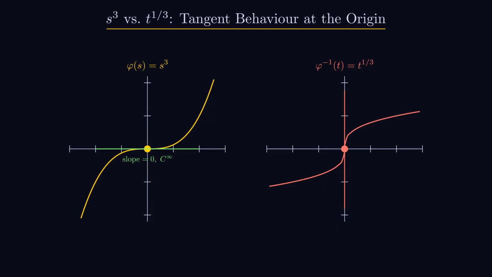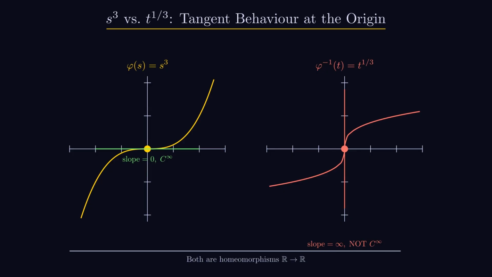The tangent direction becomes vertical. The slope diverges to infinity. No finite derivative exists at 0. The function t to the 1/3 is continuous everywhere, but not differentiable at 0, so it is not C-infinity. Yet both maps are homeomorphisms from R to R. Each is continuous, bijective, and has a continuous inverse. Topology cannot distinguish them. The difference is visible only through the derivative, and that is precisely the information a differentiable structure is designed to capture.